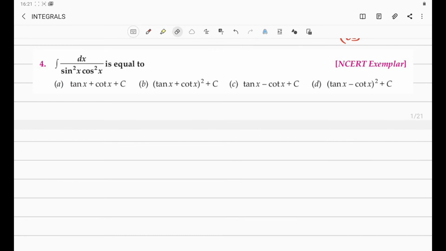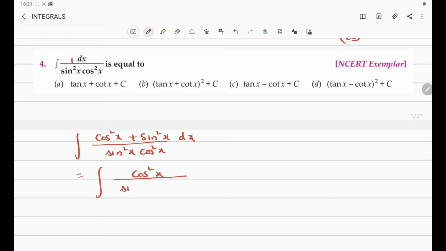Question number 4, integral dx by sin square x cos square x dx. So here let us write the numerator 1 dx. So 1 in the numerator can be written as cos square x plus sin square x divided by sin square x cos square x. So now we can split the fraction: cos square x by sin square x cos square x plus sin square x by sin square x cos square x.